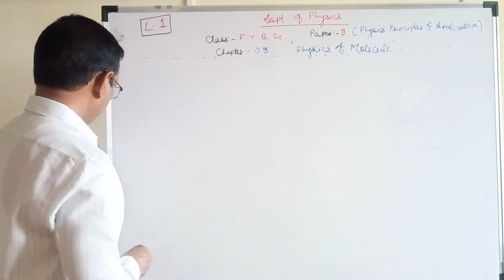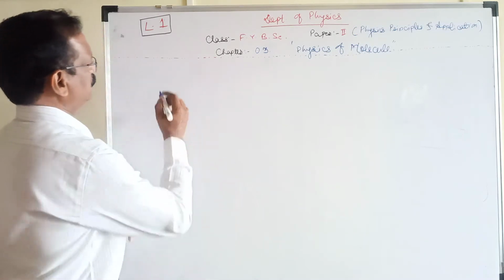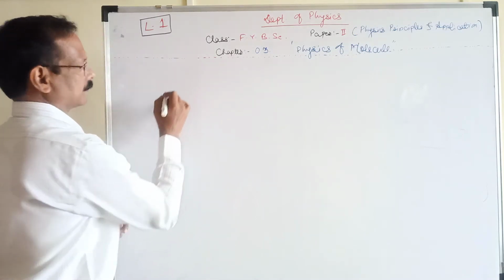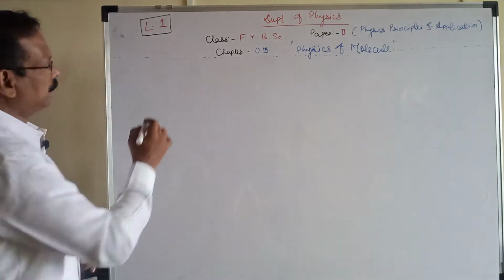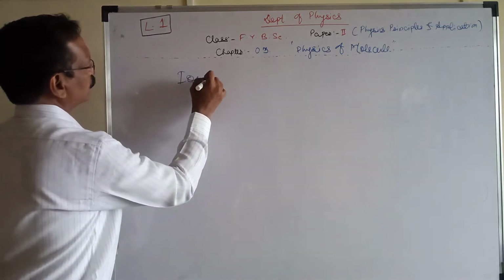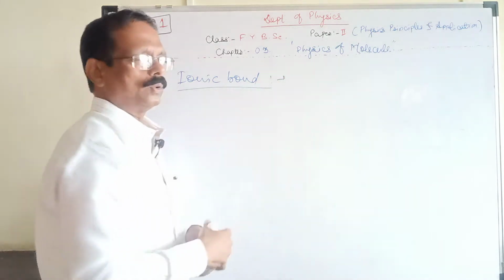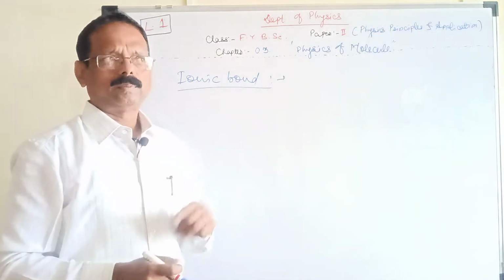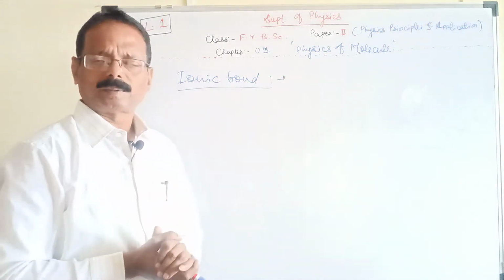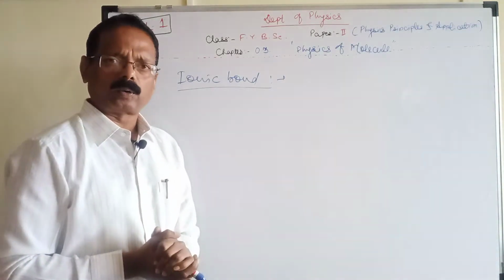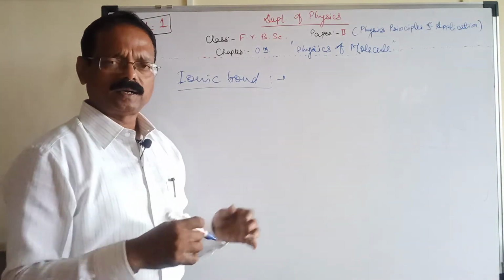Now, in this case, the first article is ionic bond. We know there are different types of bonds. First is the ionic bond, second is the covalent bond, and third is the hetero bond. That we have to see in this lecture.